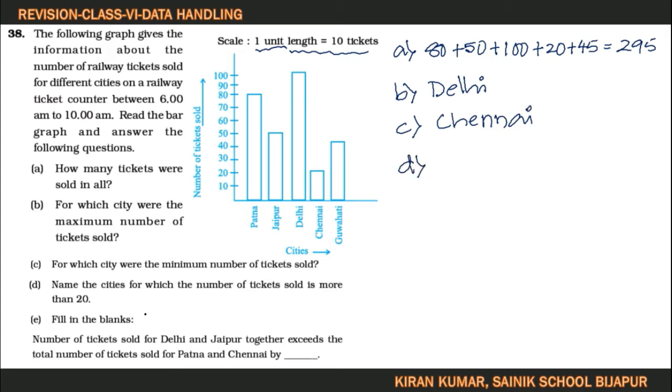Fourth one, name the cities for which the number of tickets sold is more than 20. There are many cities other than the Chennai. The remaining cities, they have the tickets sold were more than 20. So we need to mention the city's name here. It's Patna, Jaipur, Delhi, and Guwahati.